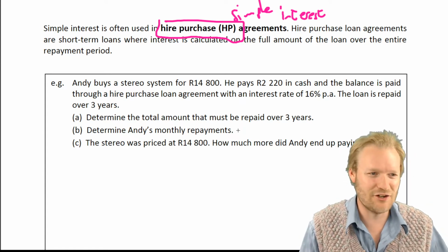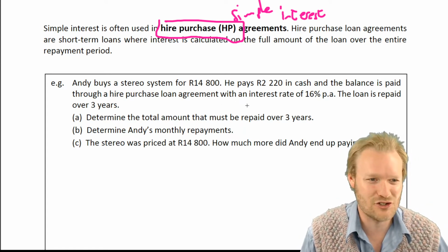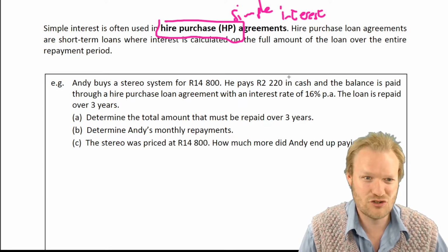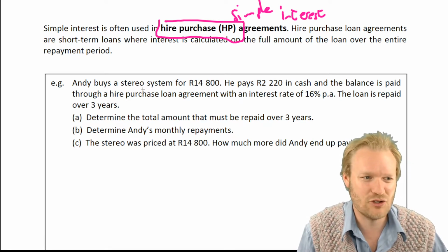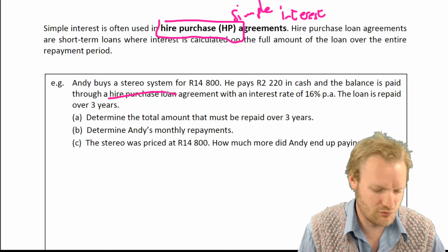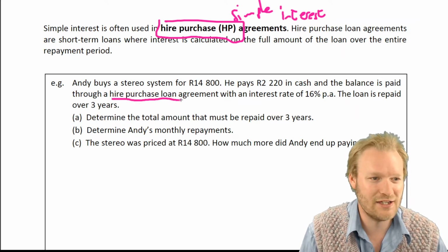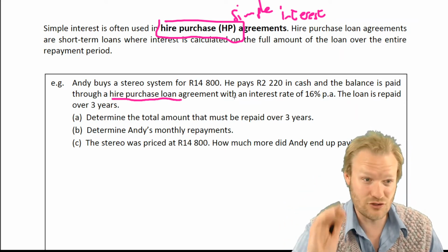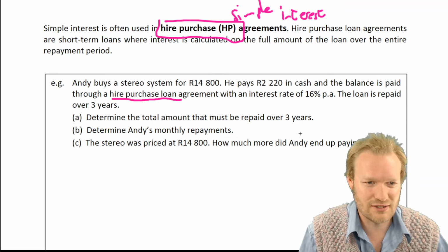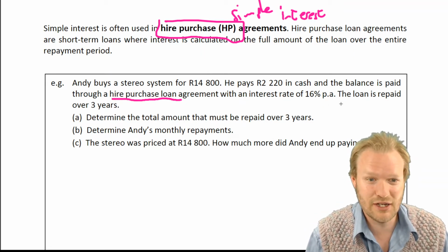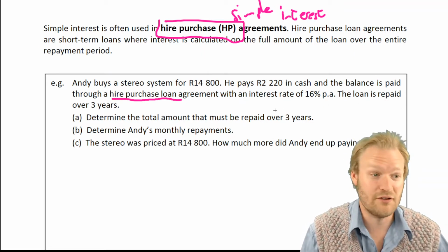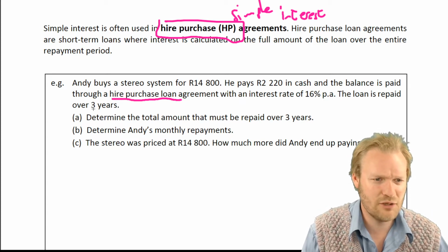Andy's buying a stereo system for 14,800 Rand. Pays 2,220 Rand in cash. Balance is paid through a hire purchase, and immediately think simple interest. Interest rate is 16% per annum, repaid over 3 years. Determine the total amount that must be repaid over 3 years.